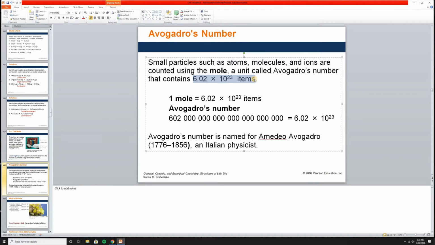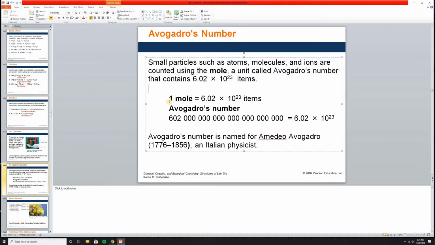Avogadro's number, right? So you don't have to memorize it. I'm going to be giving it on the exam, and even if I didn't, you could look it up. But it's a very important constant in chemistry that we need to know. You see it in some textbooks as 6.022. It could be 6.023, but the most important part is the 6.02 times 10 to the 23rd. That's the most important part.